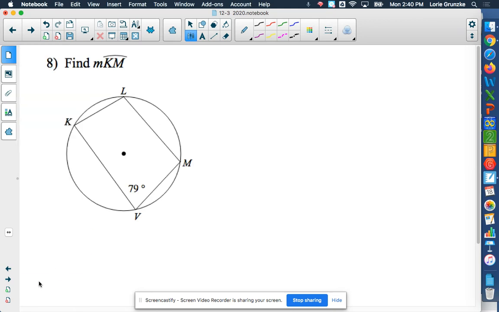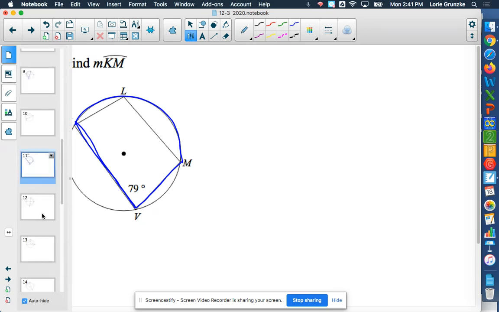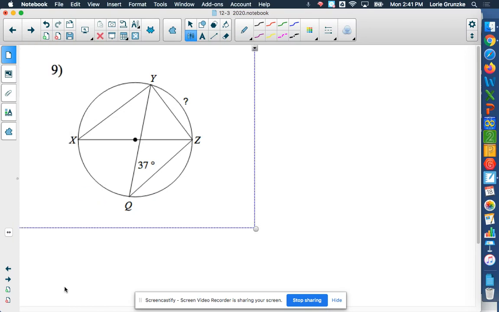Okay, find the measure of arc KM. So here's K, there's M. They want that arc. Take the end of the arc, connect it to the angle. Oh, oops. You know the angle. If you know the angle, the arc is going to be double it. So you're going to double that number and get the arc. As I'm going through this, I'm thinking, these are too easy. I should have given you harder questions, but maybe I shouldn't do that.